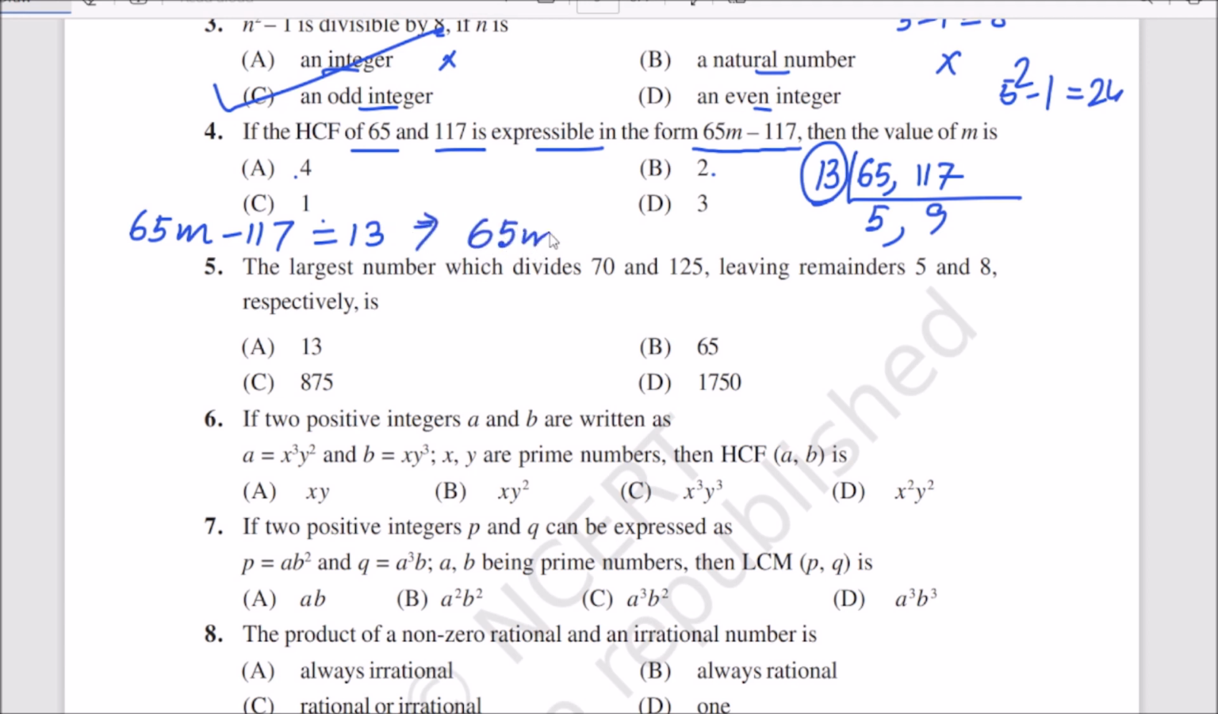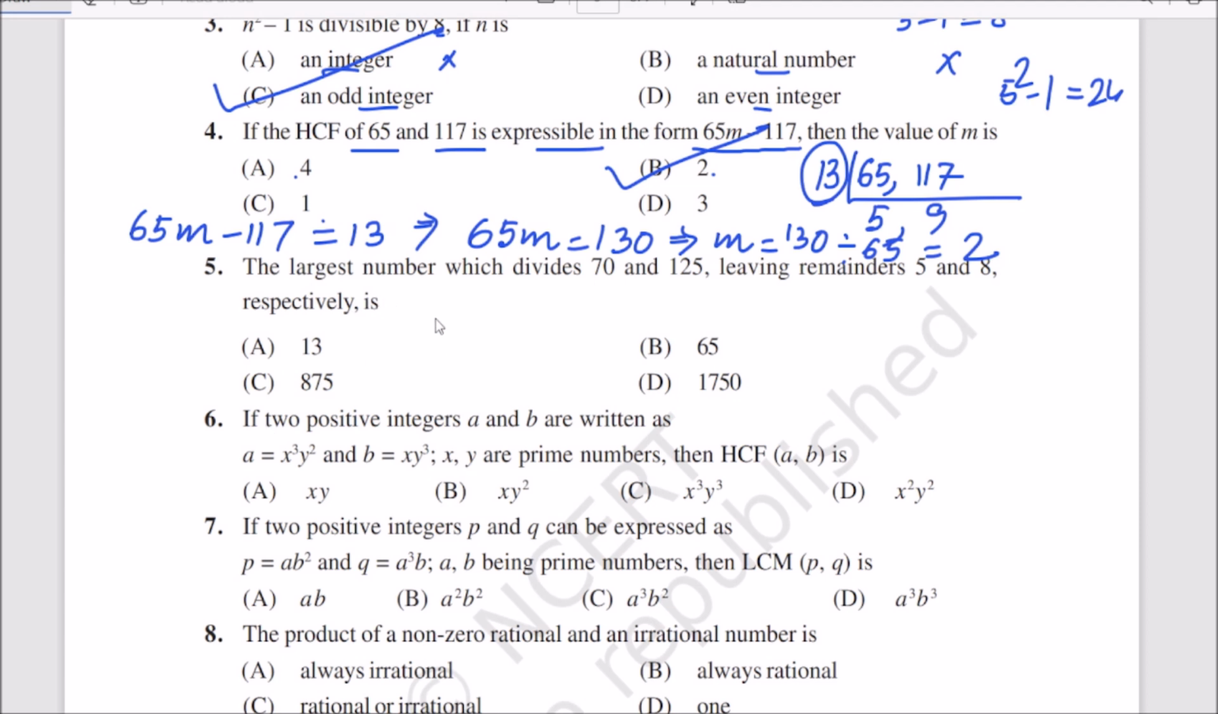or 65m is equal to 130. 117 I shifted to the right side, or m is equal to 130 divided by 65. The answer is 2. So which one is correct? B is the correct answer.